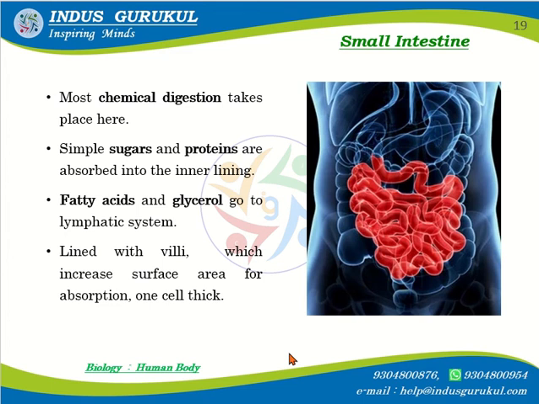Now, most chemical digestion takes place here in the small intestine. The simpler sugars and proteins are absorbed into the inner linings of the small intestine itself and further passed on to the bloodstream directly. The fatty acids and the glycerol do not go to the bloodstream. They in fact go to the lymphatic system. The entire inner lining of the small intestine is lined with villi, small surfaces, as we have been learning from the past.